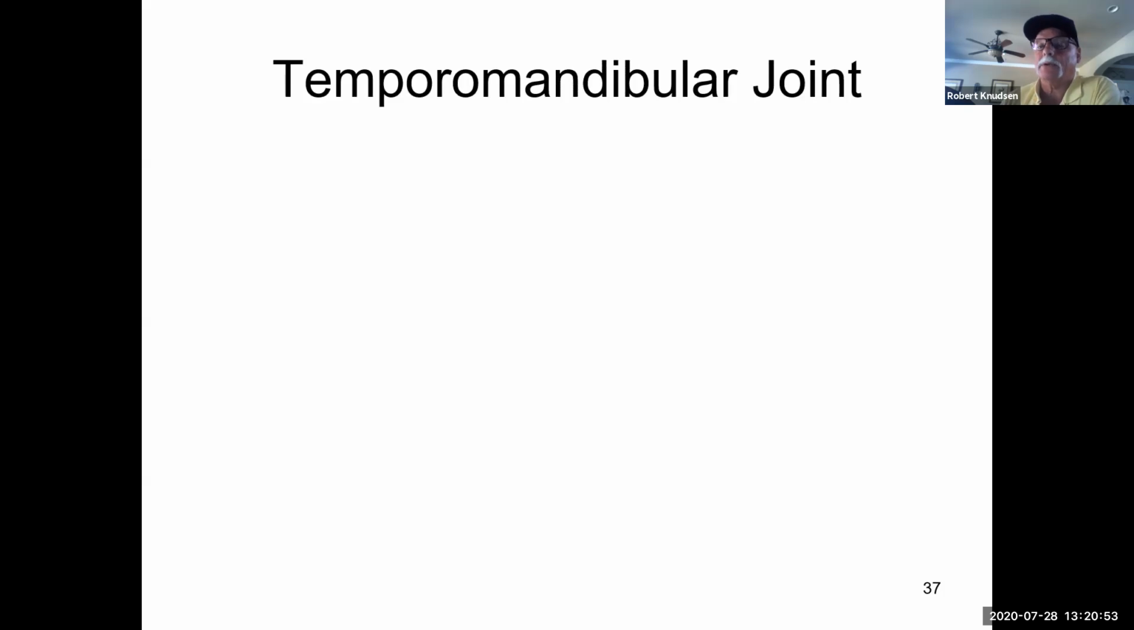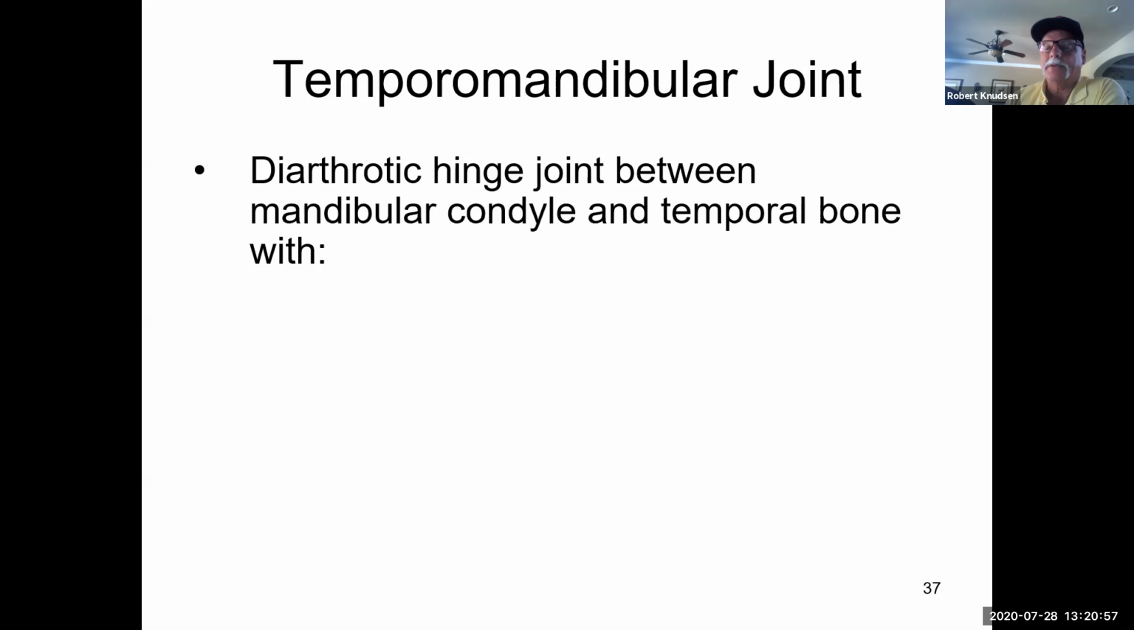Okay, here's the one I was going to talk about, temporomandibular joint. It's a diarthritic hinge joint. It involves the mandibular condyle and the temporal bone. You have an articular disc, a little bit of fibrocartilage in there, like a meniscus. Because, man, when you're chewing, you are exerting a lot of power there.